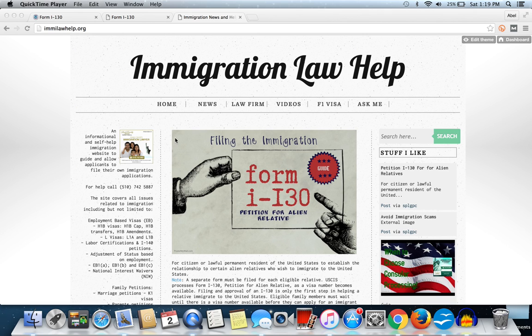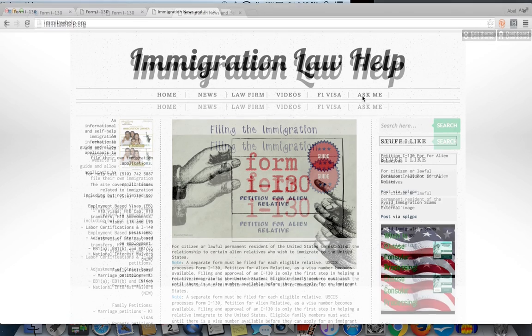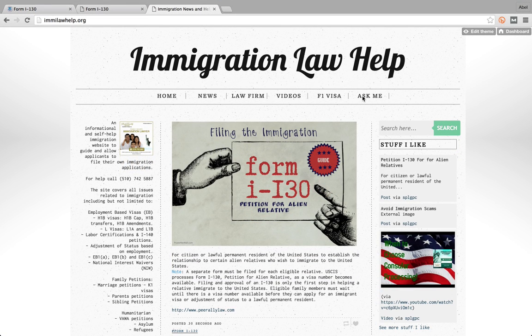Ladies and gentlemen, this is Attorney Shaprali talking about one of the most commonly used forms in immigration, which is the form I-130, a petition for alien relative.